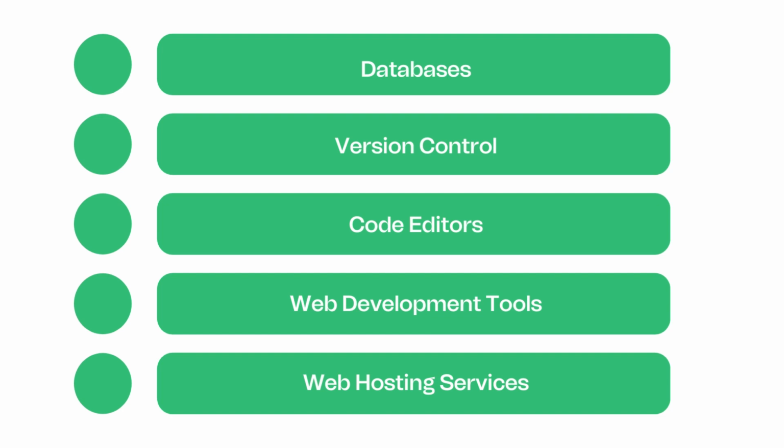Now, talking about the area where you can code, or the software that you could use, is code editors. Code editors such as Visual Studio Code, Sublime Text, and Atom provide a user-friendly environment for writing and editing code. They offer features like syntax highlighting and auto-completion.